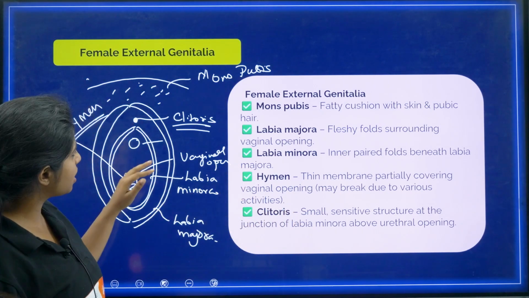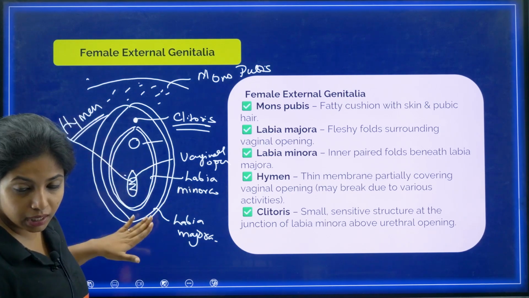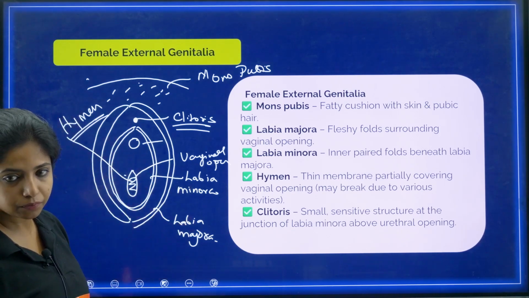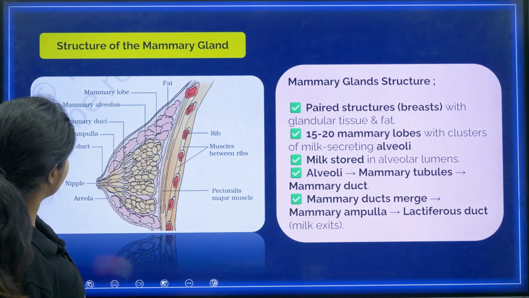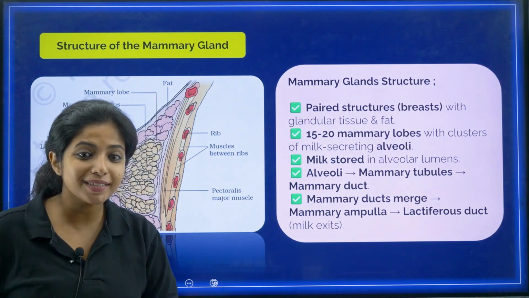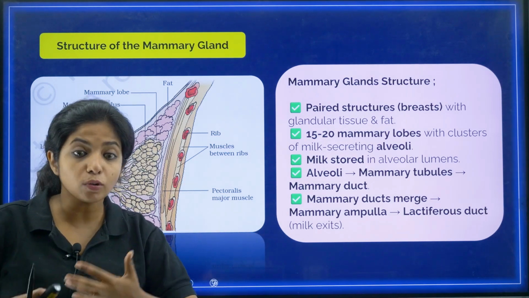Cool. So the hymen is not part of the external genitalia. It's in the vagina. The thin membrane that covers the vagina is the hymen. That's all. Cool. So that has been done. Now what do we have? We have the mammary gland, and with that the female reproductive part will be over, and then we will go ahead with oogenesis.